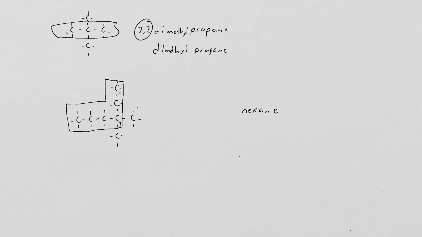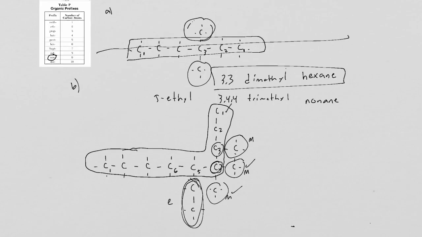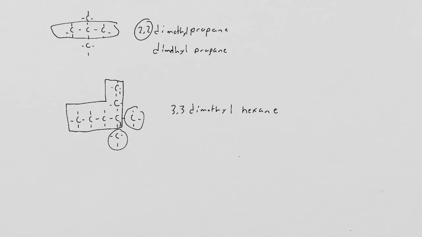And what I can see is I've got 2 of these little branches off of this thing that are both methyls, right? And so I've got 3,3-dimethylhexane. Notice this is exactly the same thing as we had back here, except I drew it in a zigzaggy way. So this and this are the same exact thing.